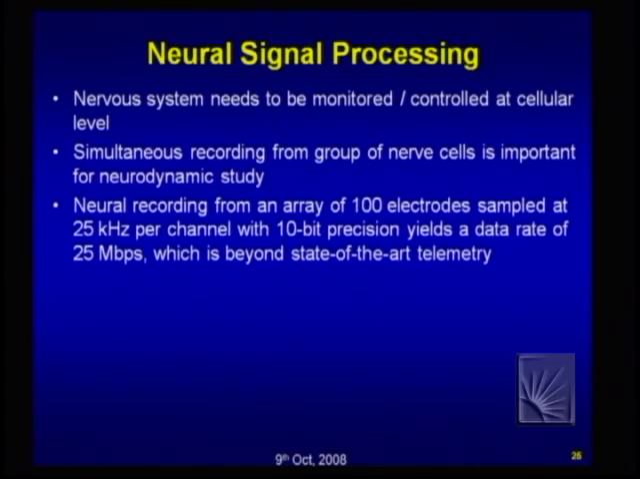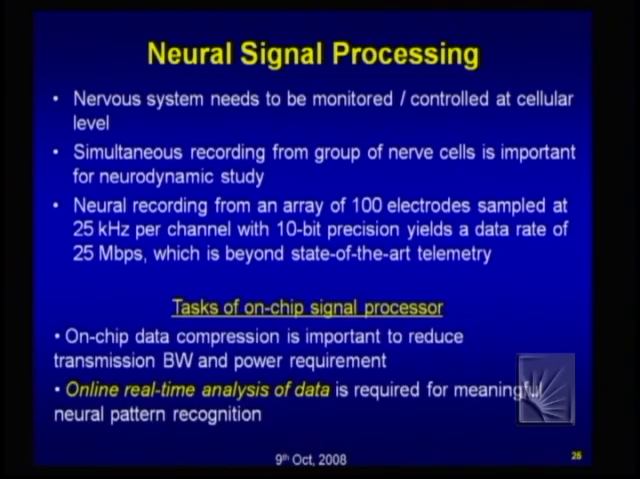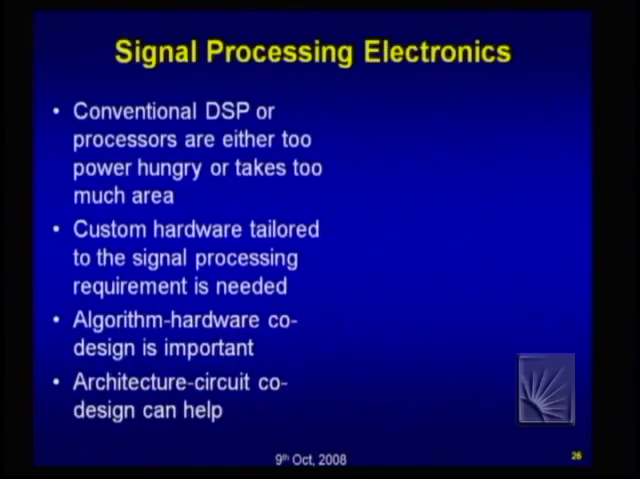If you do not do compression, that's the requirement. But if you do, then you can significantly reduce that requirement. So, that motivates us to do on-chip data compression, so that the requirement in terms of bandwidth and power is significantly reduced. And the second one is that we need to do online real-time analysis of the recorded data for recognizing significant patterns, and we will talk about that. You need to actually recognize the patterns for closed loop control.